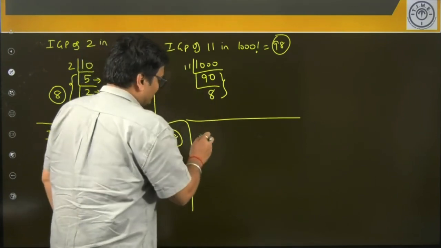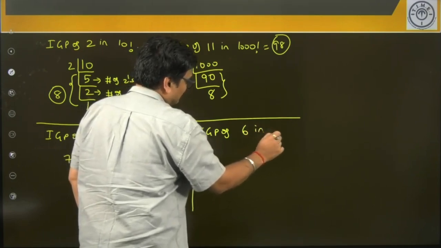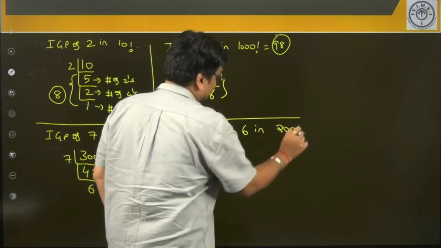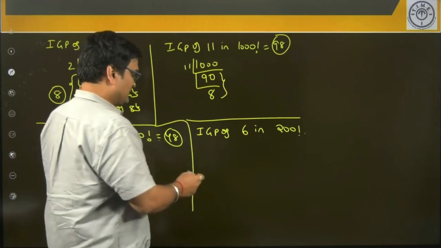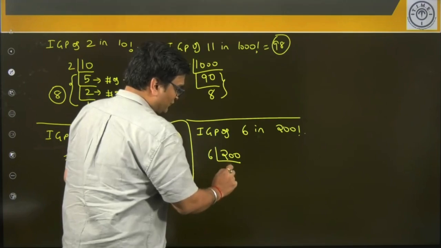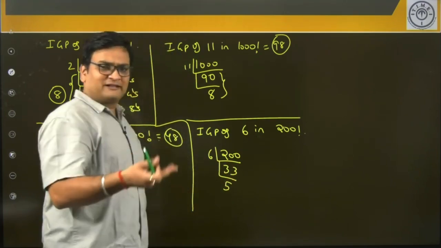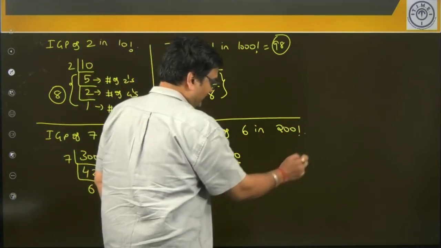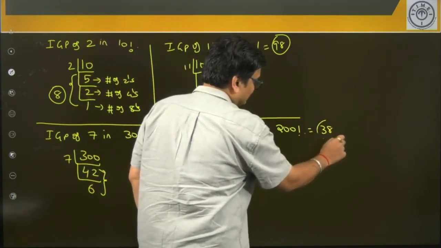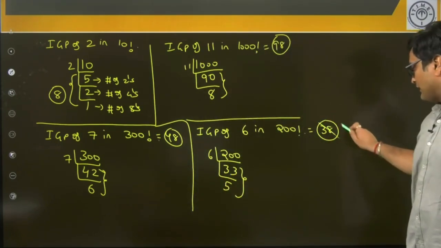But however, please note, if I ask you what will be the IGP of 6 in 200 factorial. If I go by this process, 200 divided by 6 will give you 33. 33 by 6 will give you 5. No further division possible. So we'll say 33 plus 5, 38, as our answer. However, please note, this answer is going to be wrong.